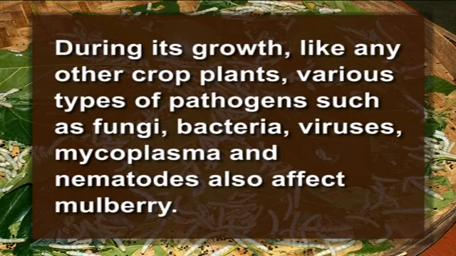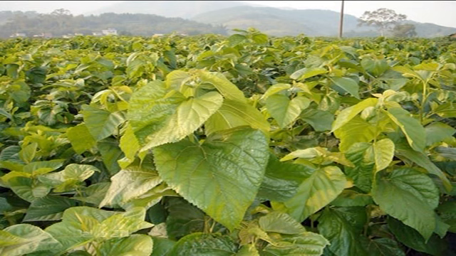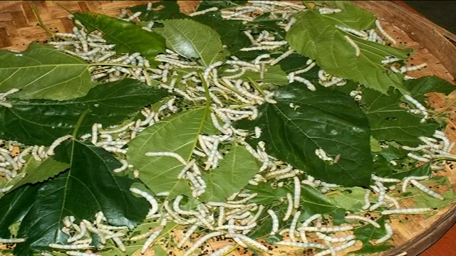During its growth, like any other crop plants, various types of pathogens such as fungi, bacteria, viruses, mycoplasma and nematodes affect mulberry. In fact, diseases are regarded as one of the major constraints for successful mulberry cultivation and production of quality leaves. The diseases, in addition to the reduction in leaf yield, also affect the quality of the leaf.